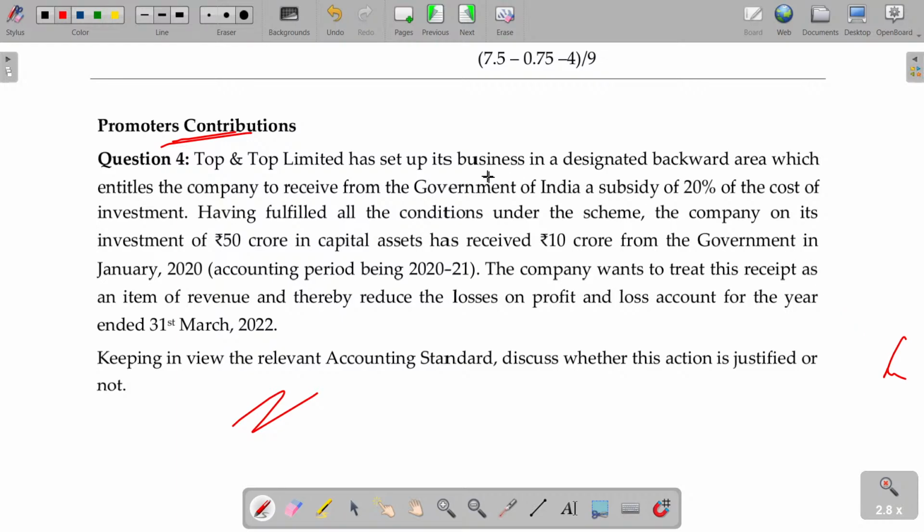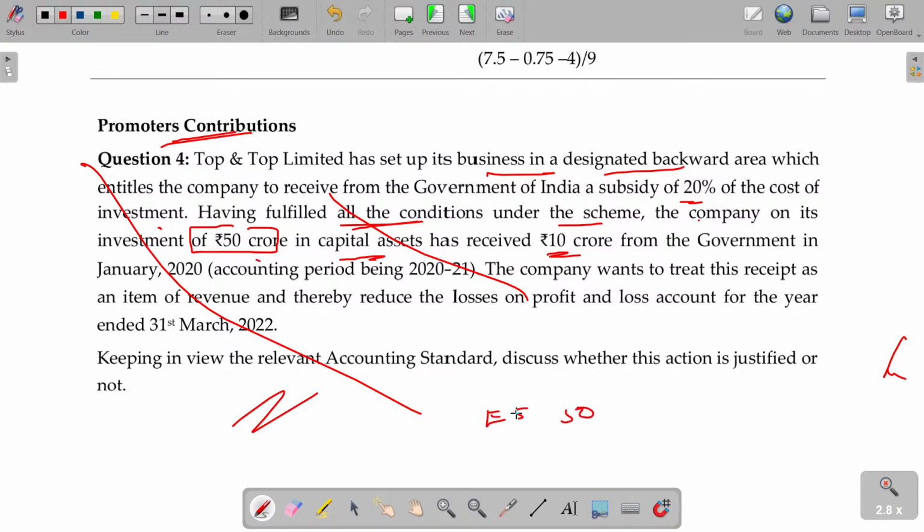Top Limited has set up its business in a designated backward area. We have already studied a similar illustration. The designated area where the company was paid some money. So here, the subsidy being 20% of the cost of the investment, having fulfilled all the conditions under the scheme, the company on its investment of 50 crores on capital assets received 10 crores. They are investing 50 crores in their business and they got 10 crores from the government in January.